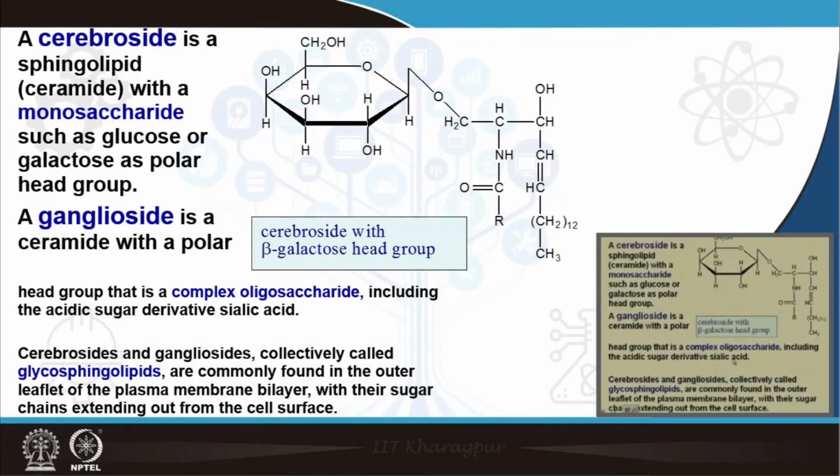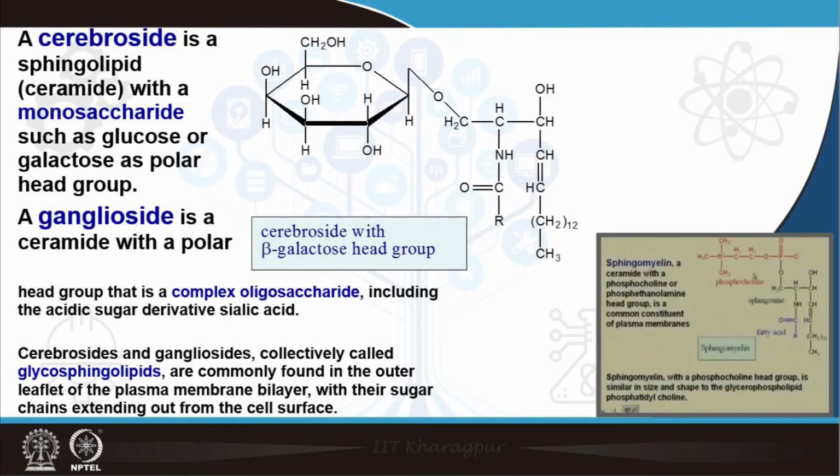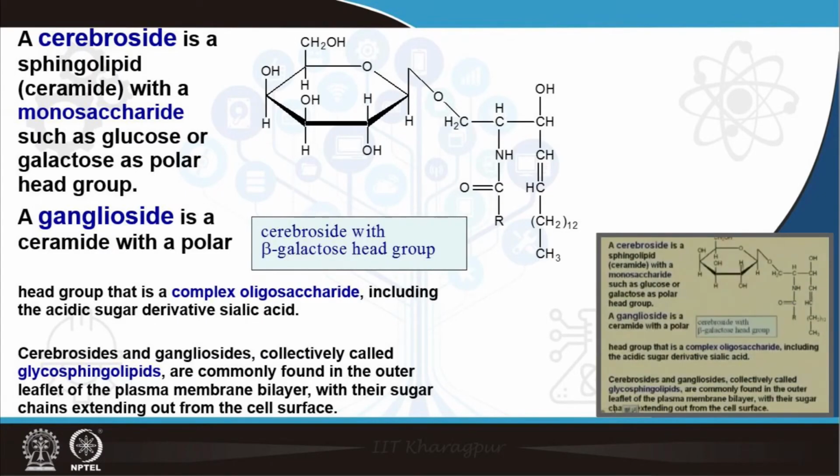Now, again there is one other thing that we need to know. Again, we remember what a sphingomyelin or what a ceramide is. What is a ceramide? A sphingosine with a fatty acid with OH. Now, you have to recognize that that H can be replaced. If you replace this H with phosphocholine, you have sphingomyelin. If you replace it with a sugar, you have what is called a cerebroside.